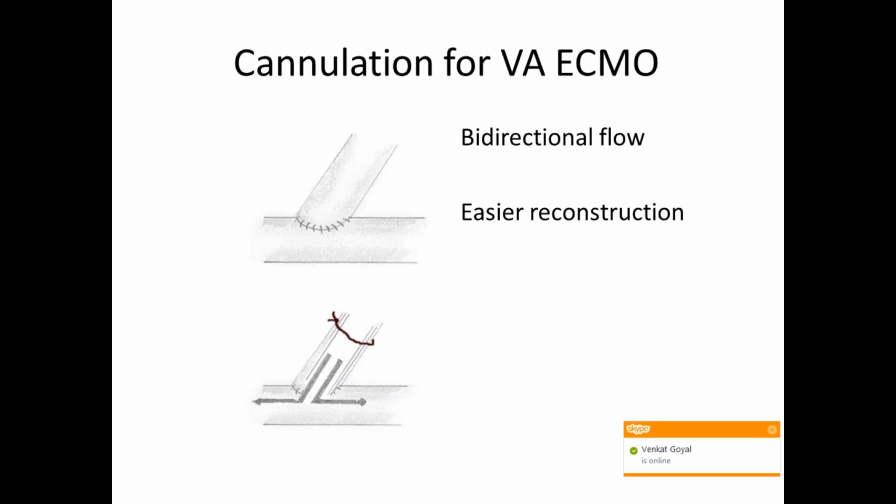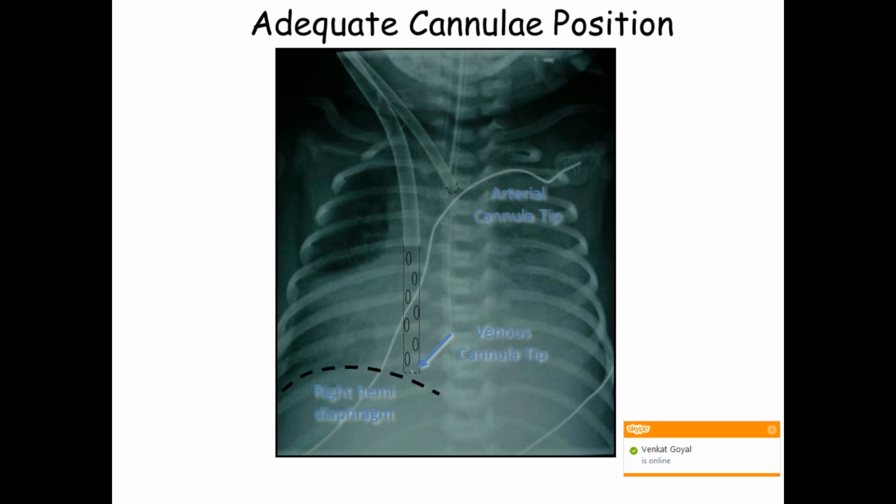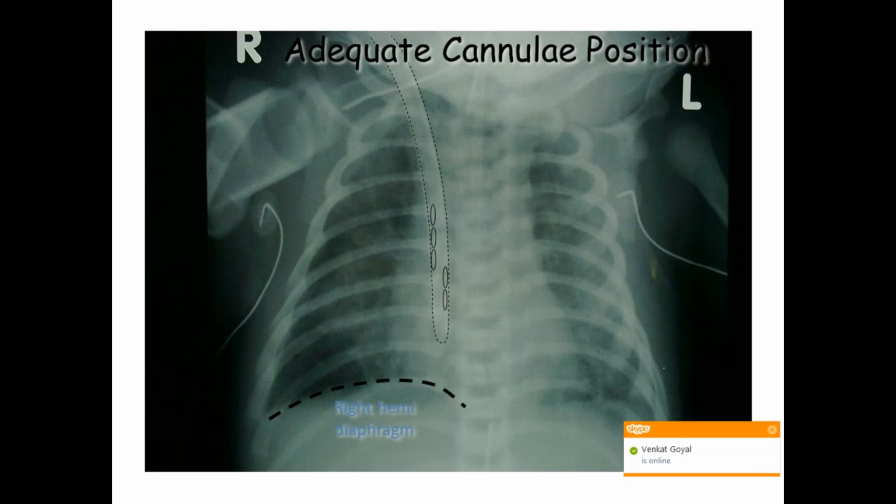Or you can put a bidirectional flow, so that will be easier to reconstruct. So you put the vessel with an open technique, and you put a graft here and anastomose it to the vessel so that the flow can go in both directions. This is the cannula position. I think this we are going to discuss in the next videos.